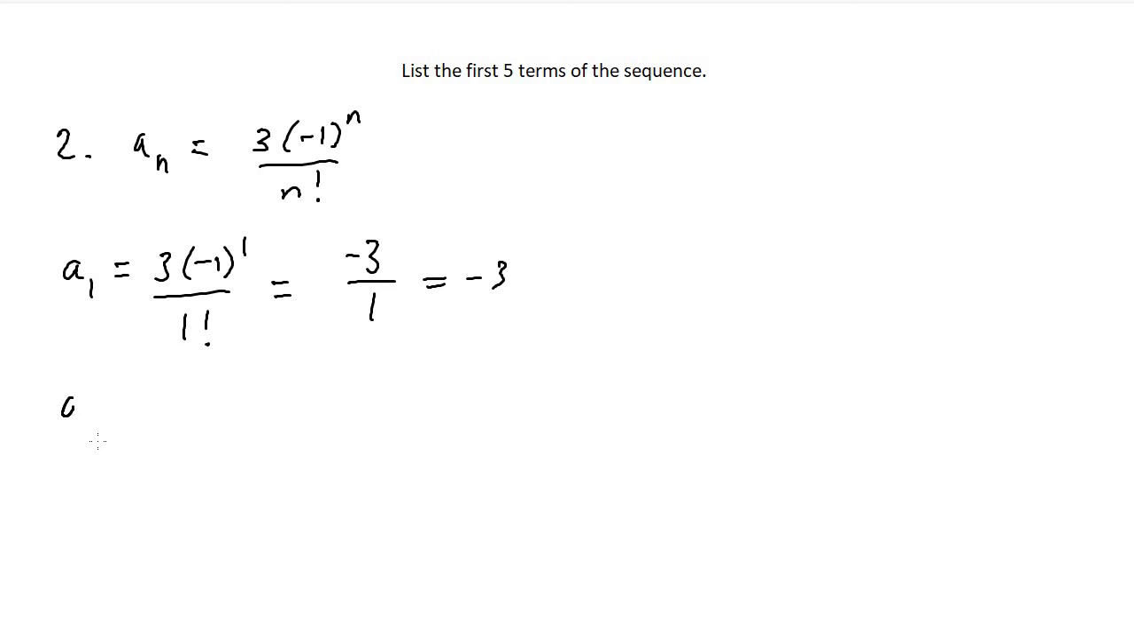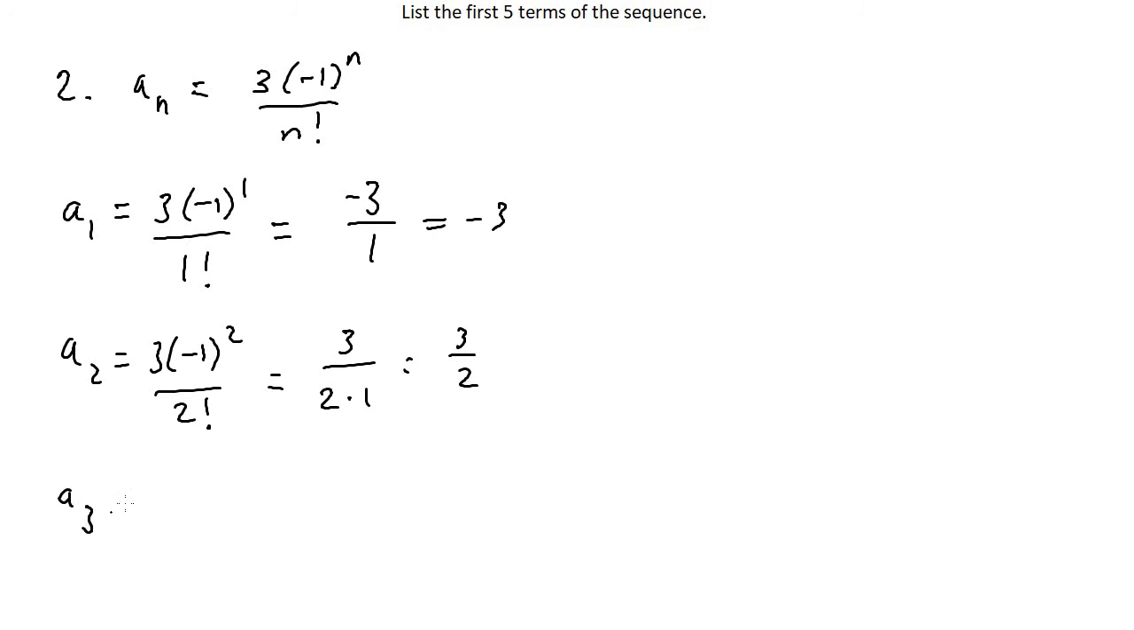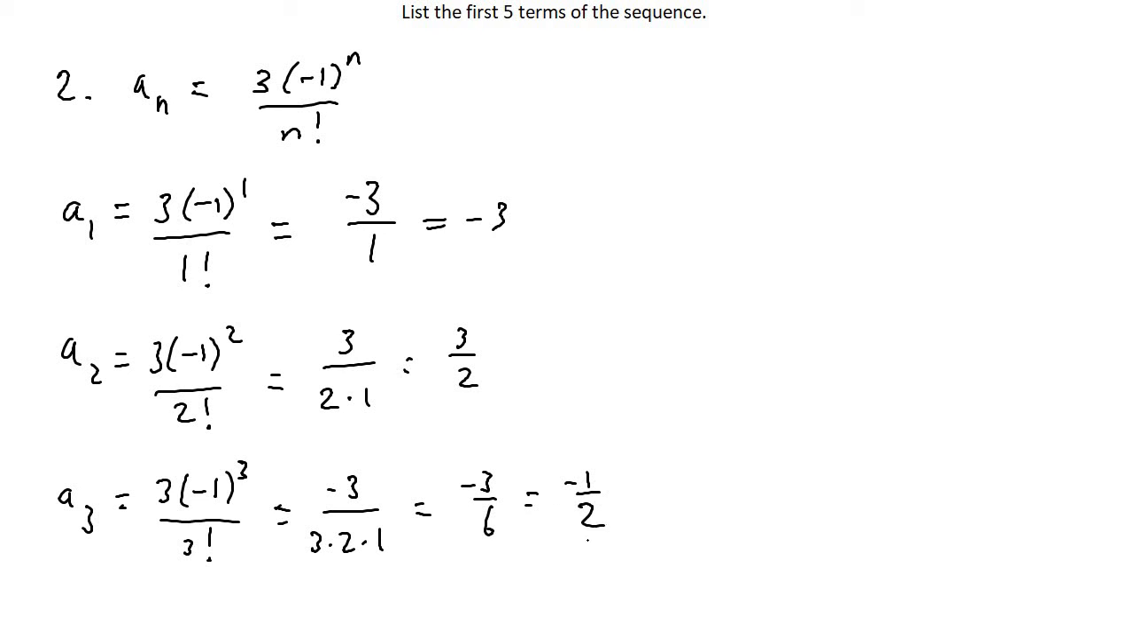Now the second term, a sub 2, is going to be 3 times negative 1 squared over 2 factorial. So negative 1 squared is 1, 1 times 3 is 3, and 2 factorial is 2 times 1, which is going to give us 3/2. For a sub 3, we'll get 3 times negative 1 cubed over 3 factorial. Negative 1 cubed is negative 1, so we'll get negative 3 over 3 factorial, so 3 times 2 times 1, so we'll get negative 3 over 6, or negative 1/2.